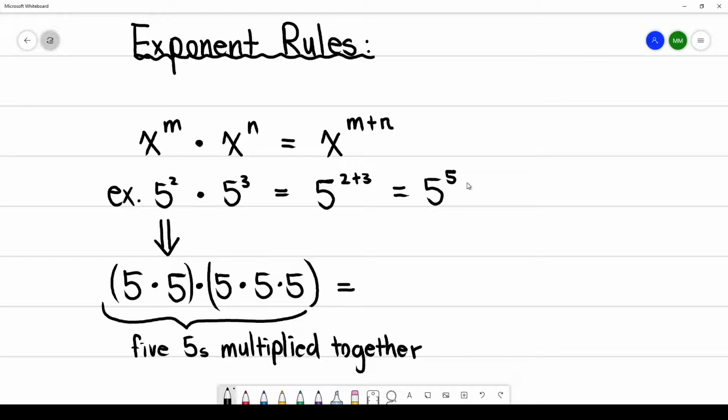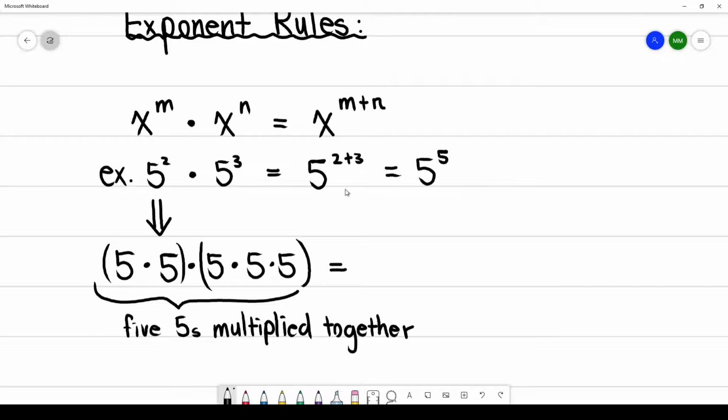So since exponent is multiplying the base by a number of times, right? So when you have 5 5s, that is essentially saying 5 to the 5th exponent. So that is a really big number, and of course I can use a calculator to find it out. That is equal to 3,125.